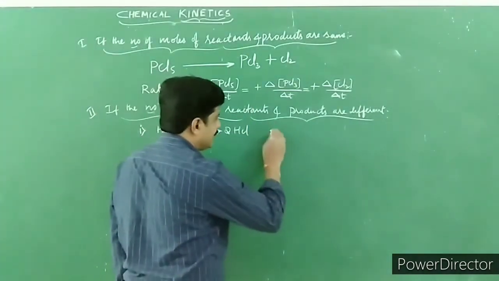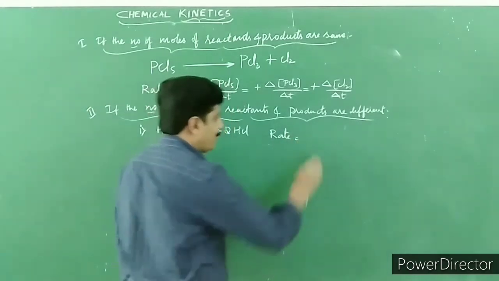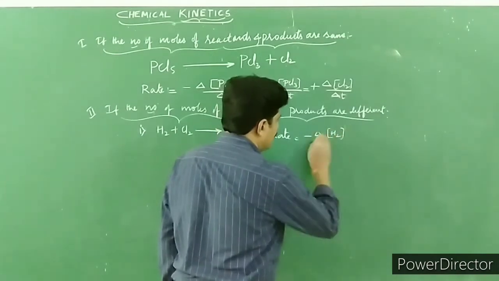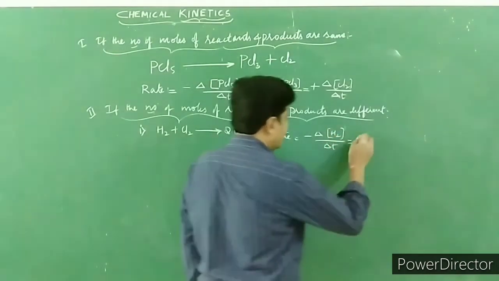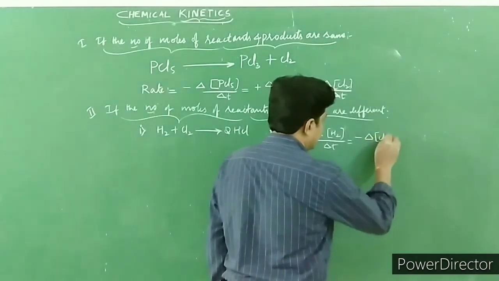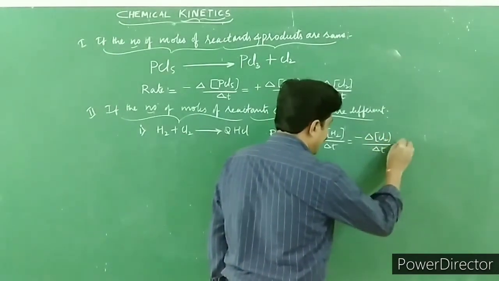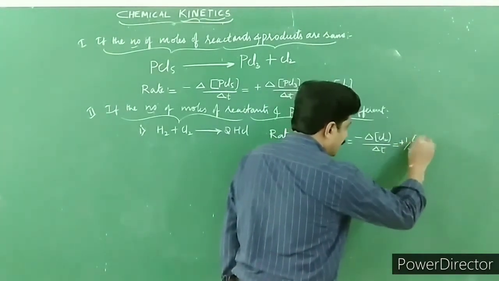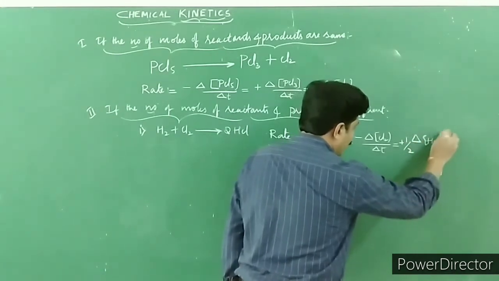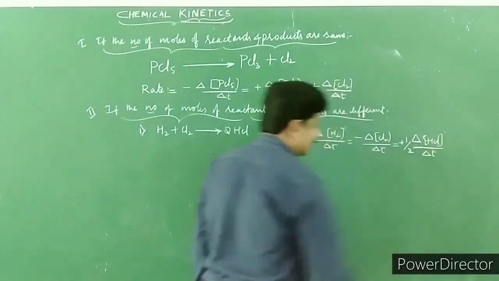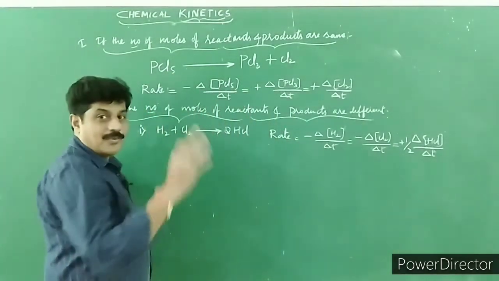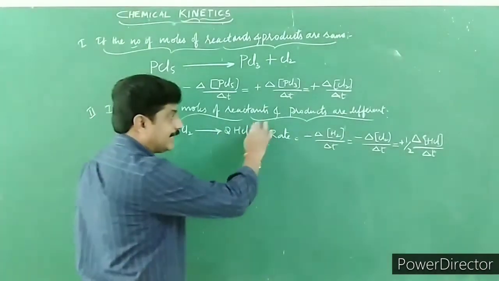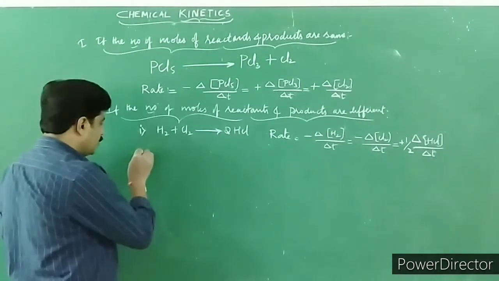Look at here. Rate is equal to minus delta concentration of hydrogen upon delta T, that is equal to minus delta concentration of chlorine upon delta T, is equal to plus 1 by 2 delta hydrogen chloride upon delta T. Children, you should be very careful while writing rate of a chemical reaction involving different number of moles of reactant and products. Now let me quote one more example.